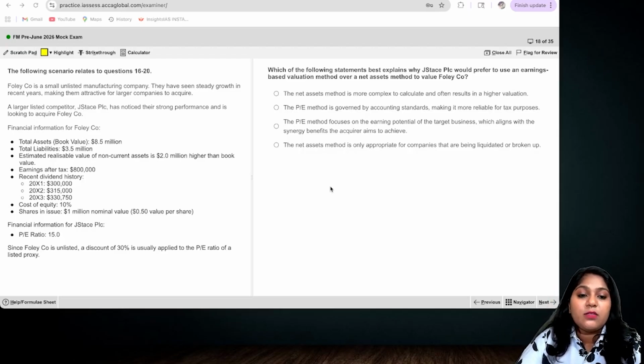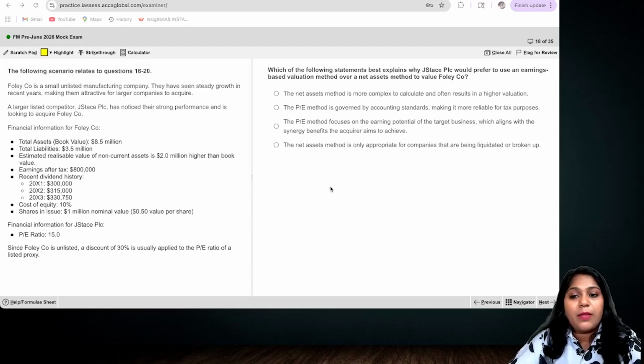See, the net assets method is more complex to calculate and often results in higher valuation. Could be. Guys, if you see, where do you think it's best explained? See, understand, net asset method is not complex to calculate. It's very simple. But it will not show a higher valuation, rather, it might show a lower valuation. That is a problem. Because sometimes maybe your shares could be more than what you have it in the book value. Right? Yeah. And acquiring, if you have to buy for your future income streams, it's better to follow PE method.